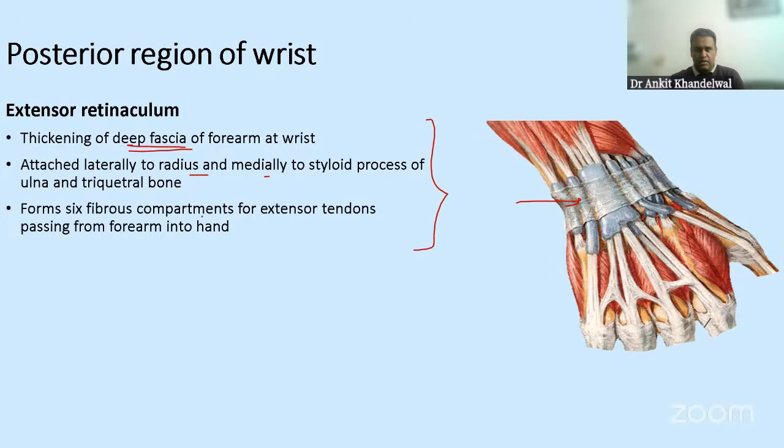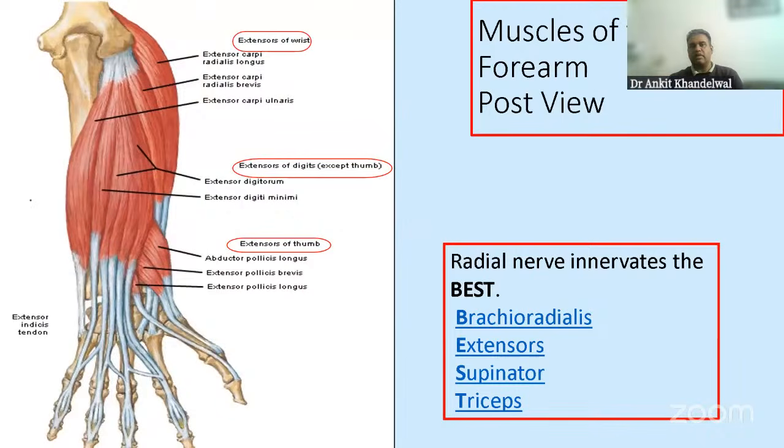Bit oblique over here. 6 fibrous compartments, and therefore these 6 fibrous compartments, which are actually over here, we'll see in a while what are the various tendons that lie in the 6 compartments over here. Now let's come to the extensor forearm muscles.